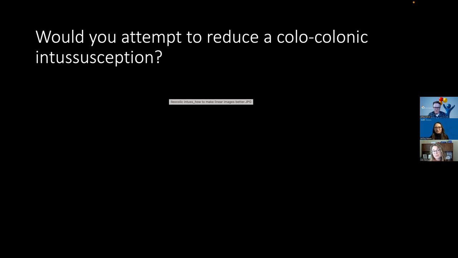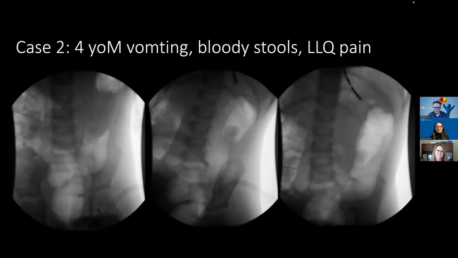Ditto. I'm sure our surgeons would ask us to try to reduce it. I would probably be a little bit more gingerly in how aggressive I am, especially if I'm suspecting a lead point. I'll do the best I can, but I won't try as hard as I would for just a routine ileocolic intussusception. I'm so glad you guys feel the same way I do.